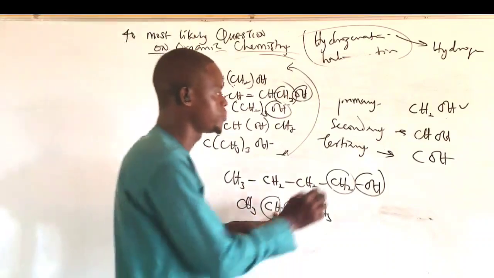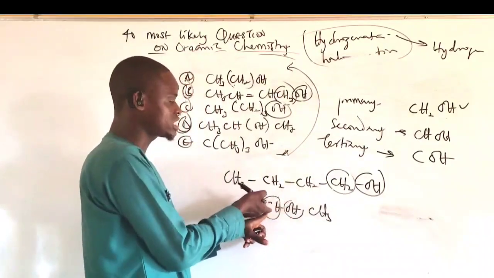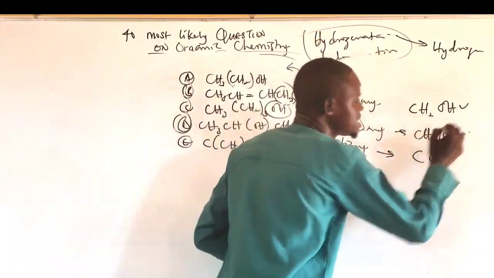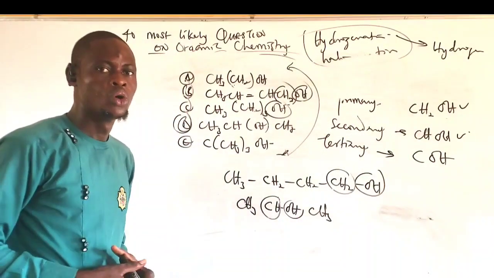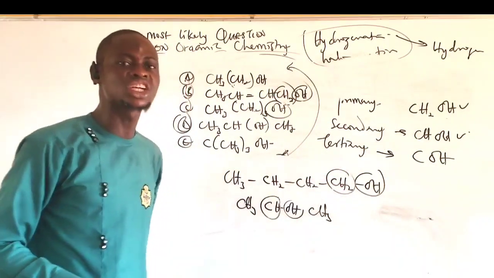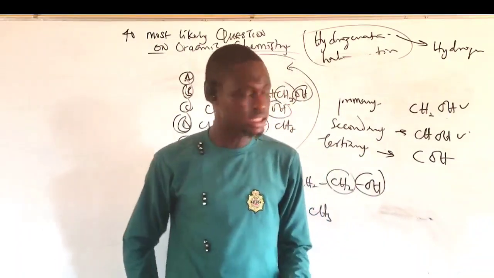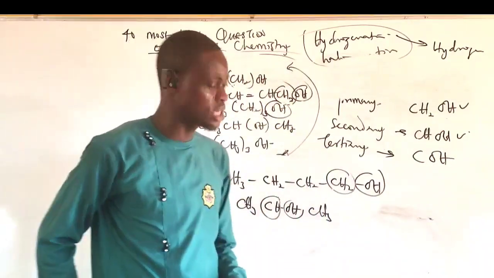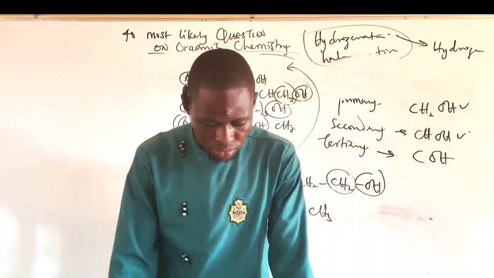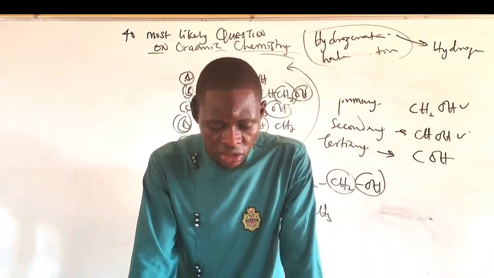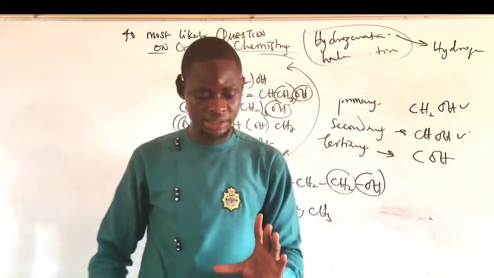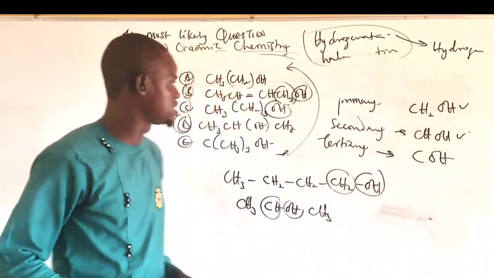And don't forget, I said if OH is attached to a carbon with one hydrogen, that indicates a secondary alkanol. Without any hydrogen, it indicates a tertiary alkanol. I'm sure you've understood what I just said. So what's the answer to question 8, which of the following is a secondary alkanol? The answer was option D. I think we are good to go.